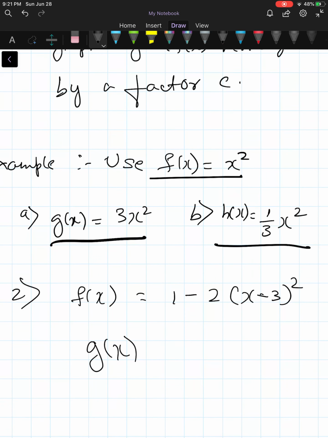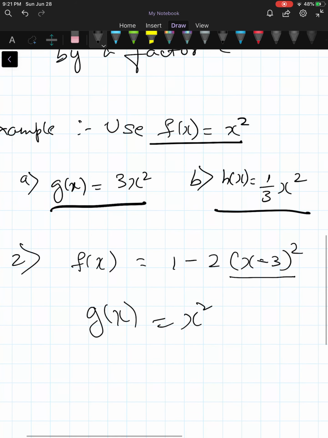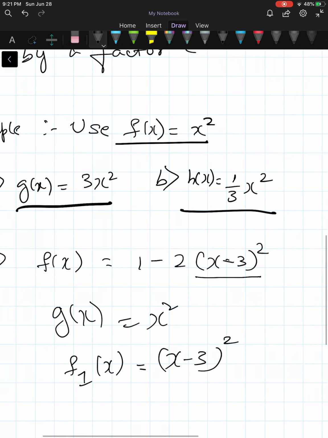So I will consider the original graph to be g of x is equal to x squared. If you consider the first transformation, that would be x minus 3. So what is happening? You are doing a horizontal shift, correct? You are subtracting the value 3 from all the input values. Therefore you have a horizontal shift when you apply (x minus 3) the whole squared. So your f1 of x would be (x minus 3) the whole squared.